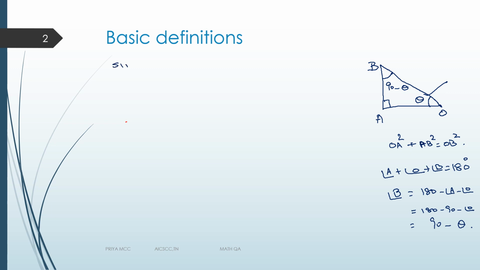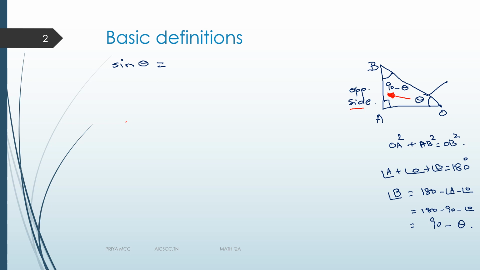Naturally, your sine theta, full form is sine. I'm not going into that. We are not interested in too much of trigonometry. Sine theta will be the opposite side, the side opposite to this particular theta. Why is it the opposite side? It is the side opposite to your theta. It is facing your theta. So you call it the opposite side.